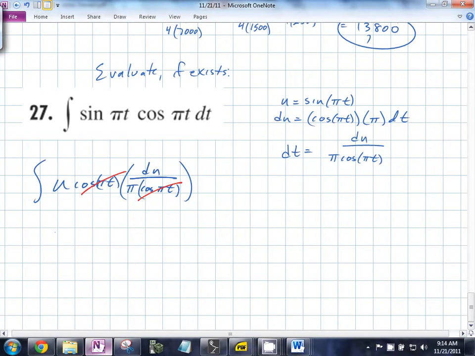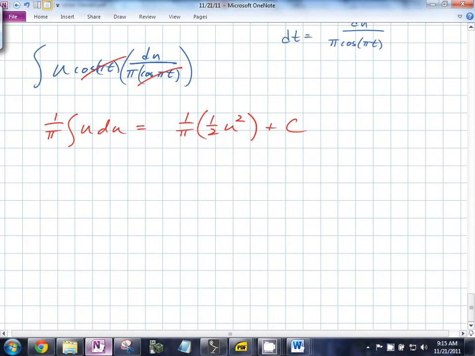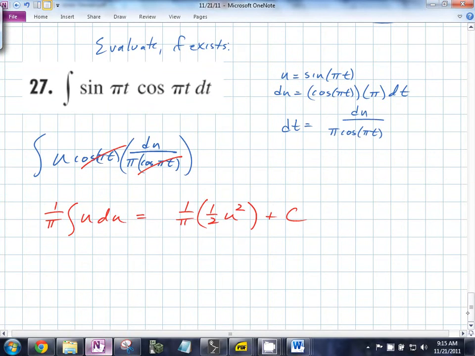So what's that going to be? That's going to be 1 over pi times 1/2 u squared plus c. And what's the u equal? Sine pi t. So what do you end up with? 1 over pi times, well actually we can do 1 over 2 pi times sine squared of pi t plus c. Did that work out nicely? Yeah, it worked out very, very nicely.